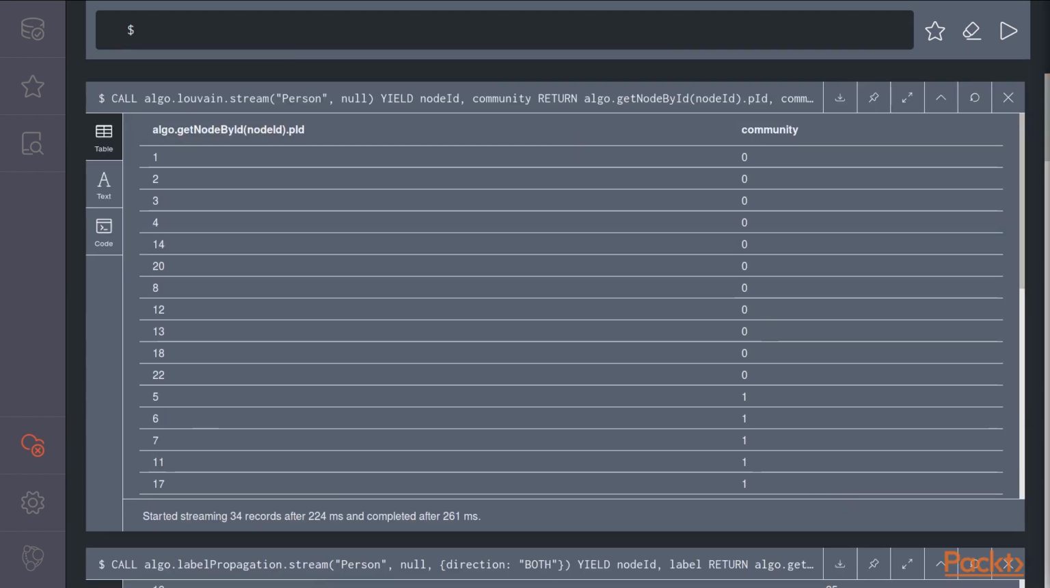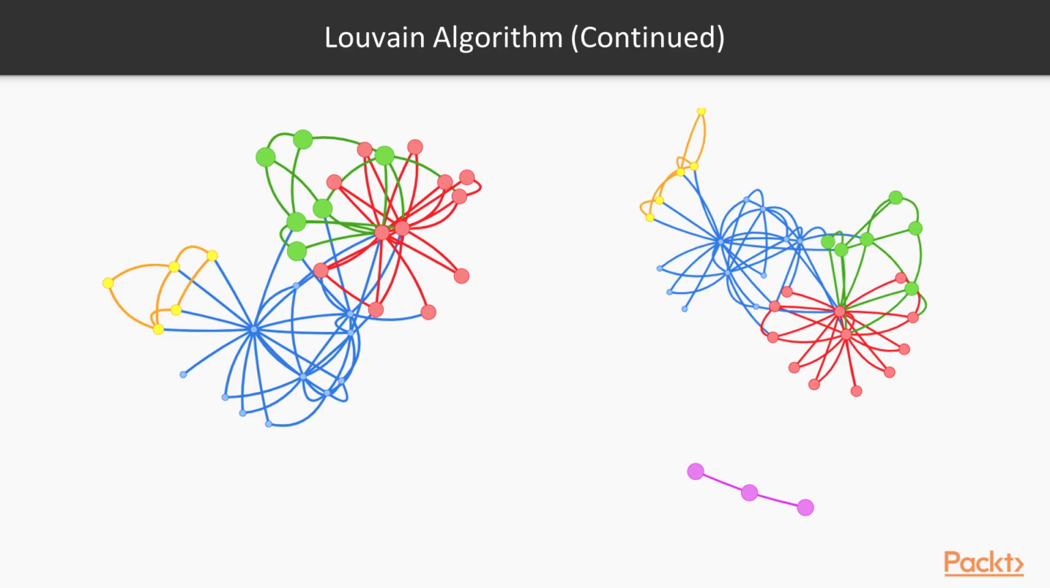But let's visualize the result of this different community detection algorithm. So here you can see the result of the Louvain algorithm with and without the teacher nodes. You can see that when the teacher nodes are included, they are well identified as a separate community. But also, there are several communities identified within the students.